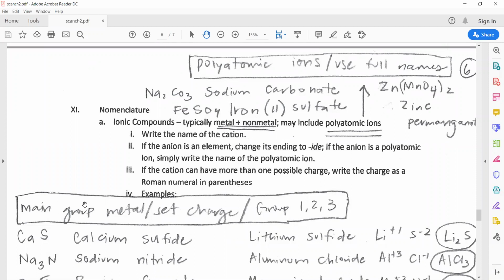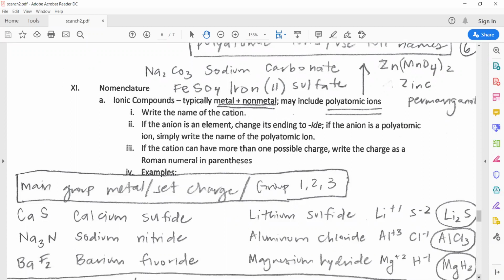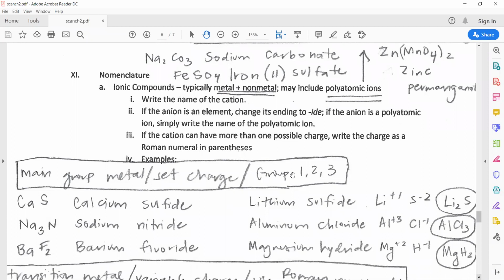So let's talk first about how to name a main group metal ionic compound. What it means to be a main group metal is that you are either group 1, 2, or 3, meaning you always have a +1 charge, you always have a +2 charge, or you always have a +3 charge, like aluminum and gallium. So if you have calcium CaS here, the first question is, what does it start with?